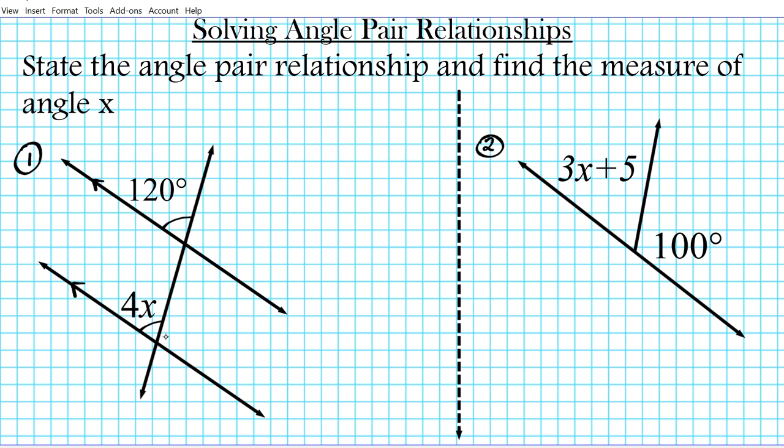Since these two angles occupy the same relative position in these two clusters of angles, like the second quadrant, upper left, they are corresponding angles. All right, so let's write down the relationship. The angles are corresponding angles.